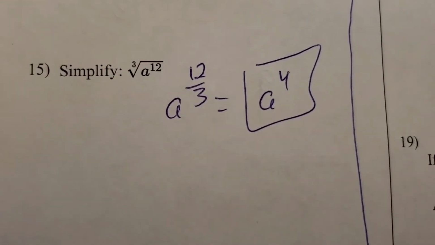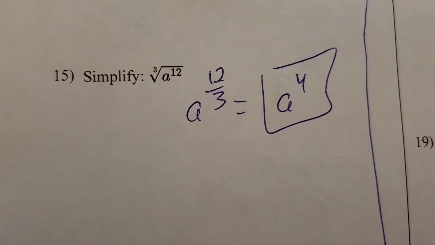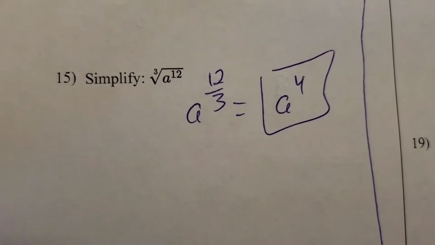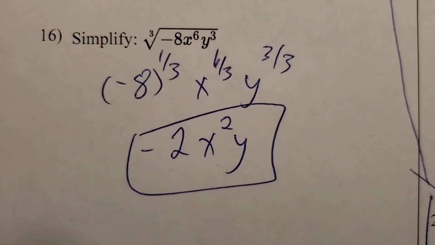Number 15, same type of problem. It just becomes a to the power of 12 over 3 because the index is the denominator, and 12 divided by 3 is 4, so it's just a to the 4th.